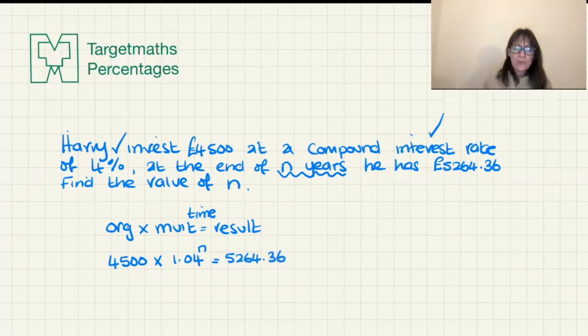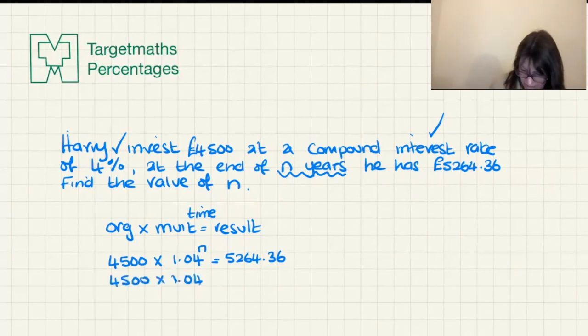5264.36. So what we do here is a trial and improvement method. So I am going to guess a year, literally. I'm just going to make up what I think the year might be. Now, it's increased at a reasonable rate. So I'm going to go for 3 years and see what it gives me. So I'm going to do this into my calculator. And it's given me 5061.888. So that's too low.